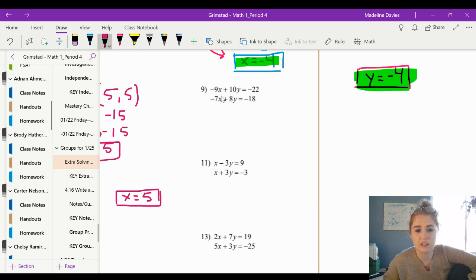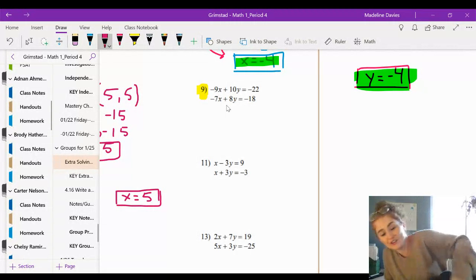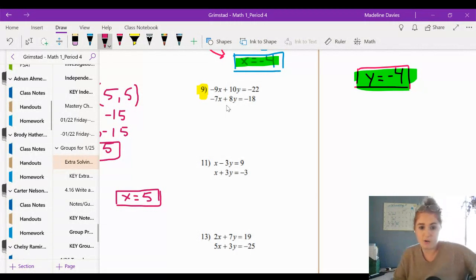Okay, so we're going to go over number 9. And on this, when I went over it the first time, we just got our math a little bit wrong. So we'll just make sure that we go through really slowly and check our math with calculators as we go through. Okay.